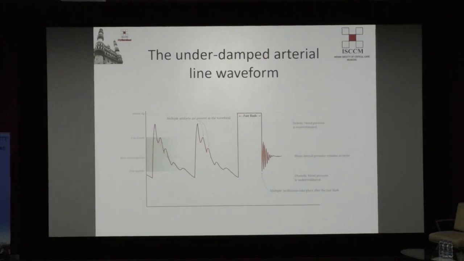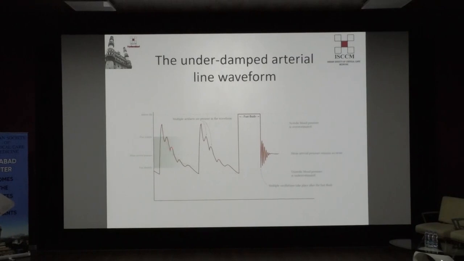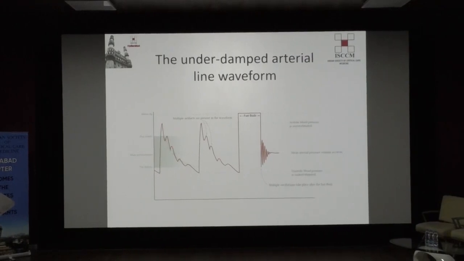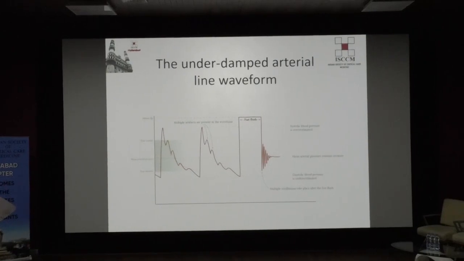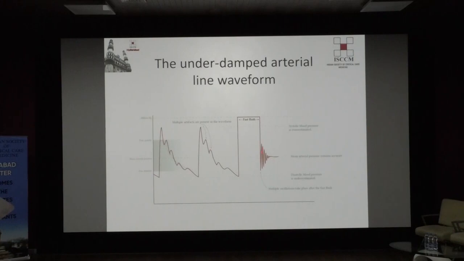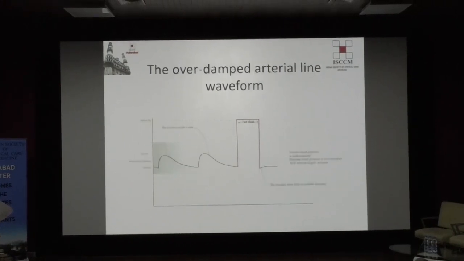Now, how do we see an underdamped system? In an underdamped system, you will see multiple artifacts that run across the waveform. When you do a fast flush and release, there will be multiple oscillations, more than two oscillations. This represents an underdamped arterial system.